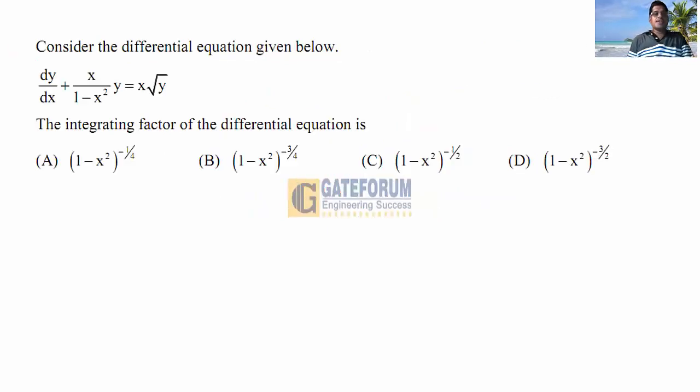The question is, consider the differential equation given below: dy by dx plus x divided by 1 minus x square into y is equal to x root y. The integrating factor of the differential equation is, 4 options A, B, C, D given. This question is from engineering mathematics, from the topic differential equations, subtopic first order equations.